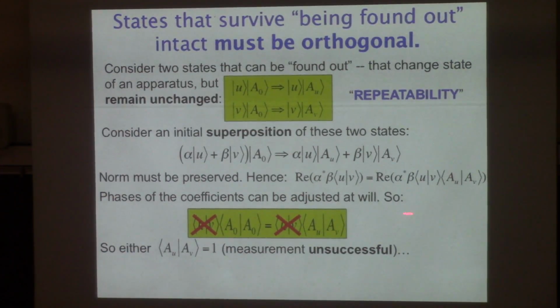So now I get AU, AV is equal to A0, A0, which is 1, right? Because it's a product of the state with itself. So this means that we have just proved that measurement is impossible, because if AU, AV is equal to 1, that means AU is equal to AV, that means that measurement didn't happen. The states of the apparatus have no imprint of the state of the system whatsoever. So can we just prove that our axioms are completely inconsistent?